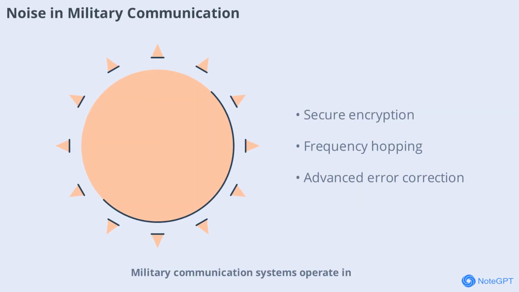Military communication systems operate in some of the most challenging environments, where noise and interference can be used as deliberate tactics by adversaries. Secure encryption, frequency hopping, and advanced error correction are essential for maintaining reliable communication in these situations.